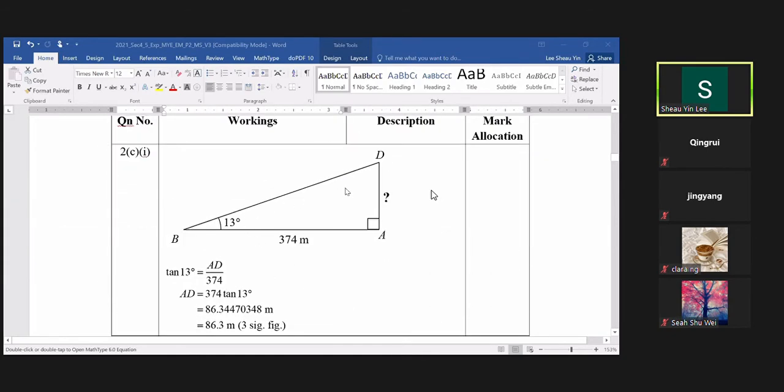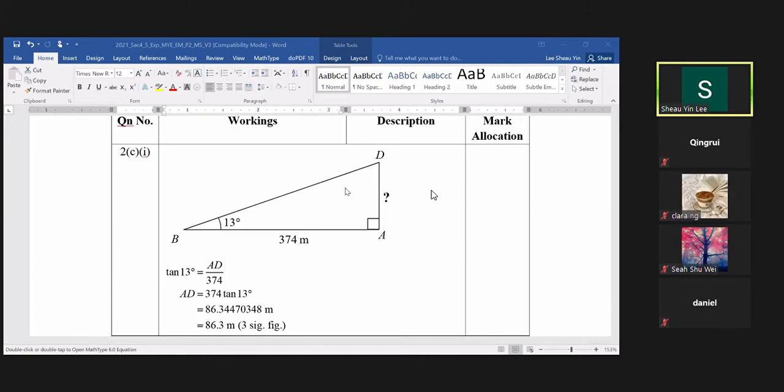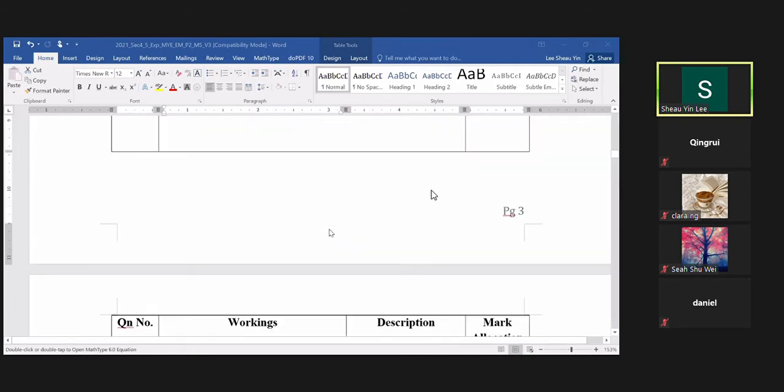2CI is another question where they're talking about an angle of elevation. They said that there's this pole D over there, and they want you to find the angle of elevation. You have to draw a right angle triangle again. It's something like a 3D, so you have to imagine a little bit. If you do, you will see a right angle triangle, and the base is 374.